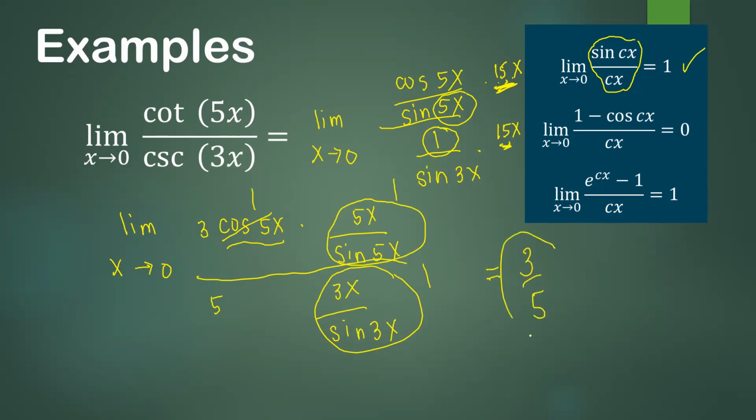Okay, so this time it's the reciprocal of these numbers that we see here, because the sine comes out in the denominator. This is cosine over sine, this is 1 over sine. That's why we are getting the reciprocal. Okay? So that's for our example.